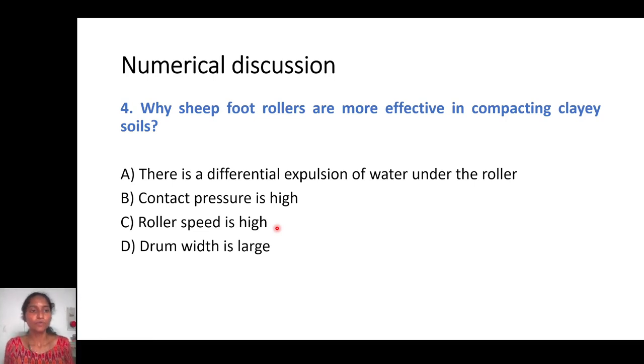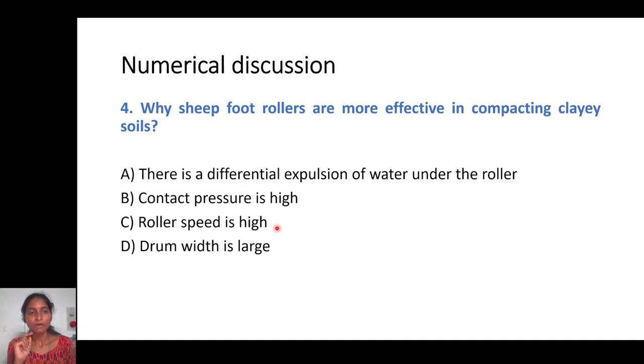And coming to the fourth question. Why are sheep foot rollers more effective in compacting clayey soils? Previously also, in one of the questions, we have selected this. Why are sheep foot rollers effective? Option A says there is a differential expulsion of water under the roller. So they are saying that when the roller is moving over the soil, some amount of water will be expelled, and because of that it is getting compacted better.